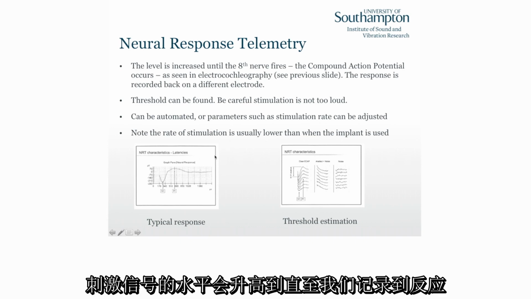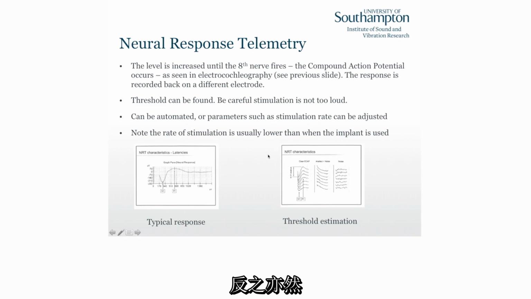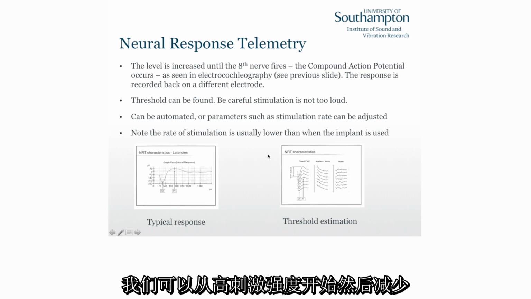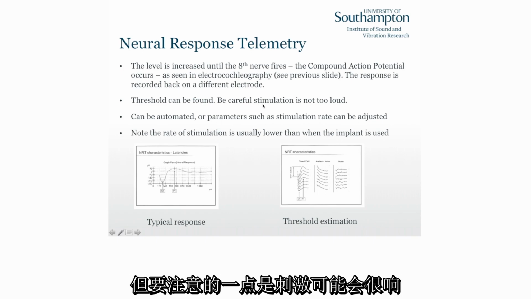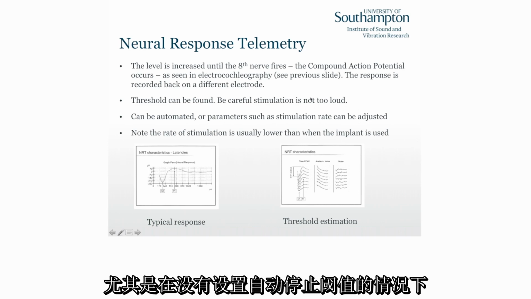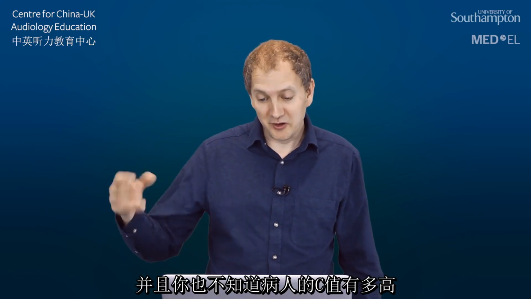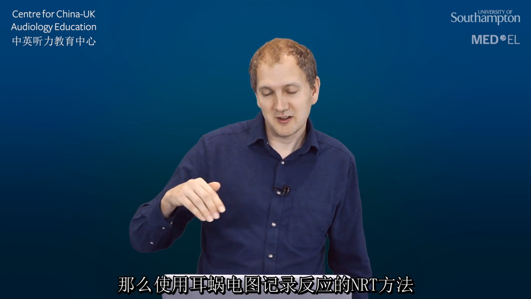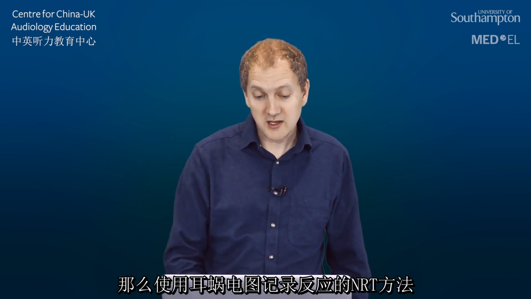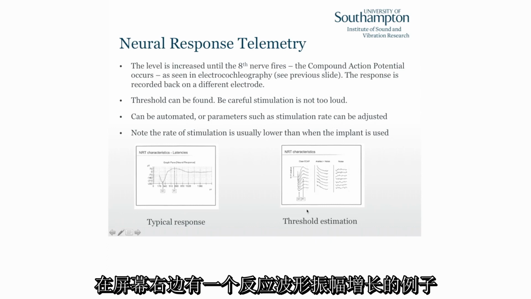So the stimulation level would be increased until we got a response, or vice versa. We could start off at a louder level and reduce. One thing to be aware of, though, is the stimulation can get loud, particularly if you don't set an automatic stopping threshold. So if a map hasn't been set up for the subject, you may not know kind of what the C level is. So there's a risk that you could stimulate too high using NRT methods.